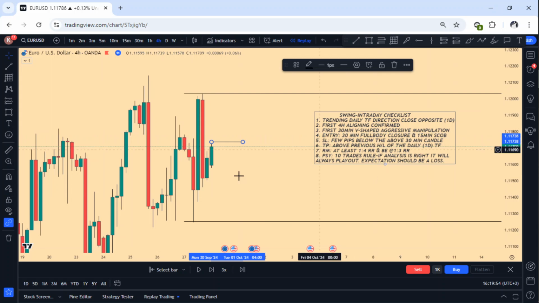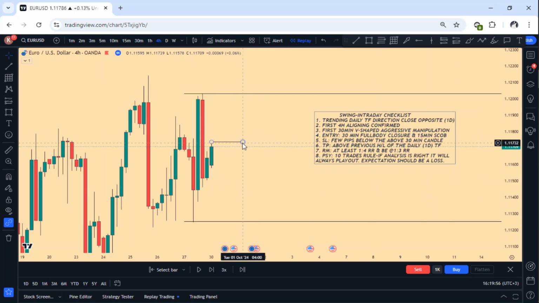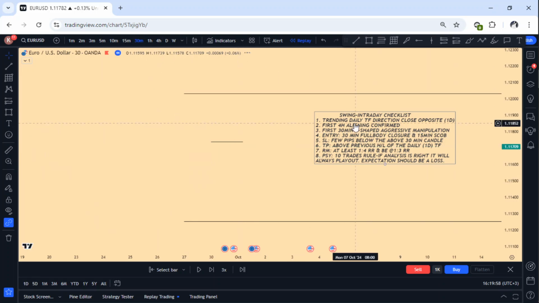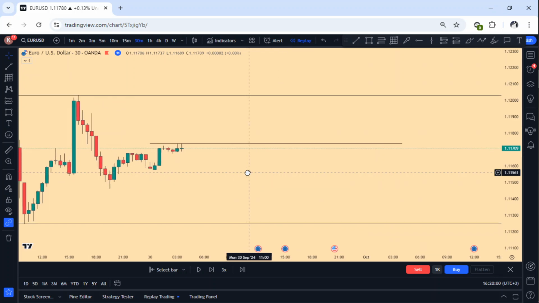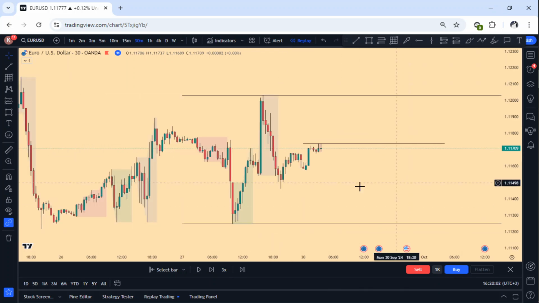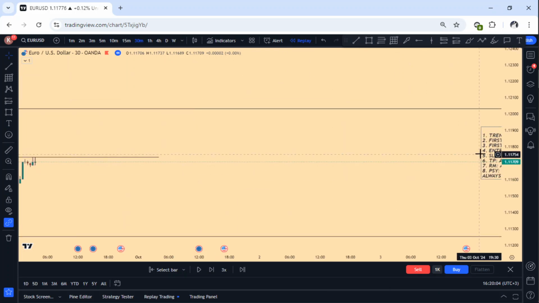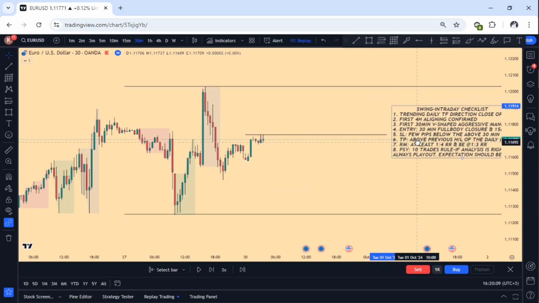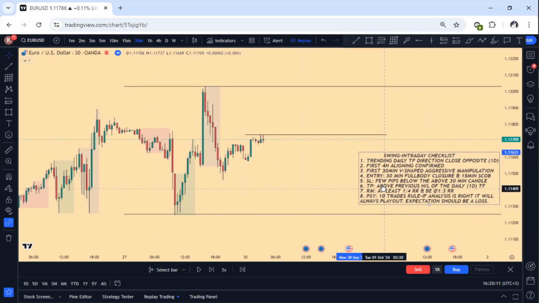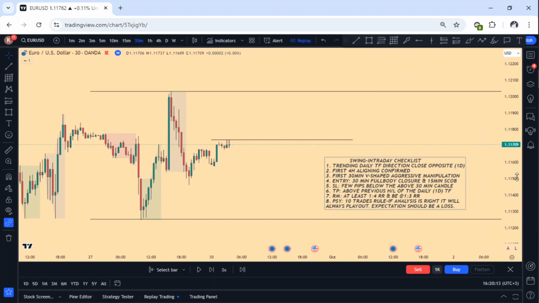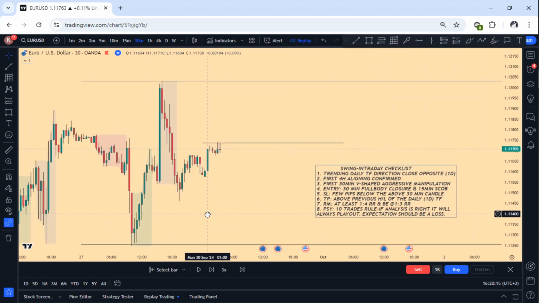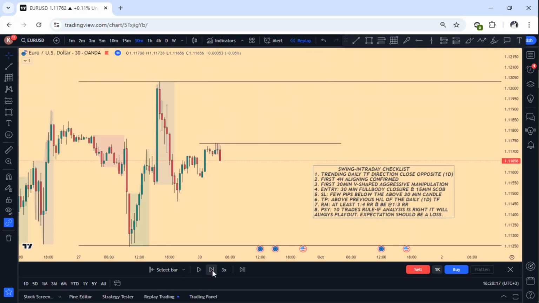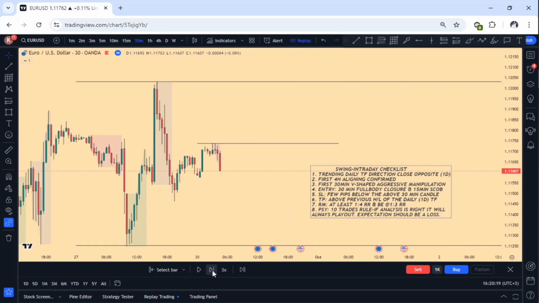30 minutes V-shaped aggressive manipulation. So let's see and try. Let's see if we are going to get manipulation. So this strategy requires you, if you are in Kenya, to wake up a little bit early to take it, so that you have a free day with you. That is why I developed it. Now you can see that that is manipulation.